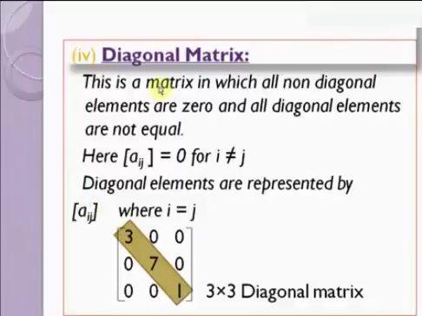And for a diagonal matrix, the diagonal elements have to be non-zero, but the non-diagonal elements have to be 0. So we see that these elements are actually 0. That is, except the diagonal elements, all the non-diagonal elements have to be 0. And also the diagonal elements don't have to be equal. So this is the condition for a matrix to be a diagonal matrix.